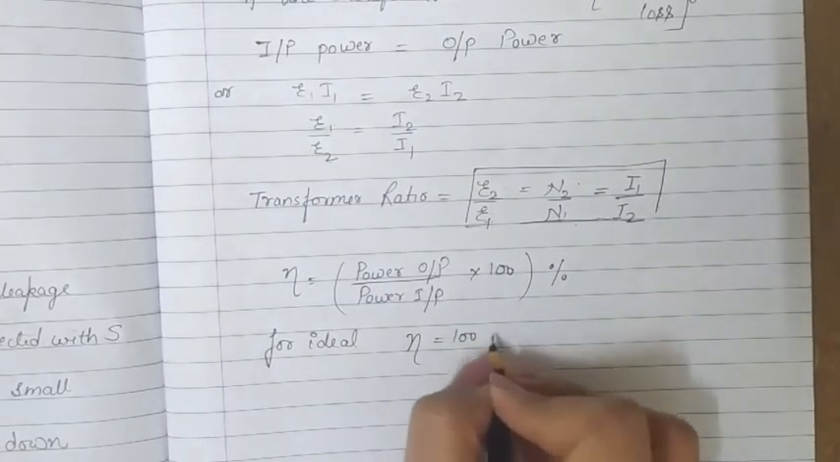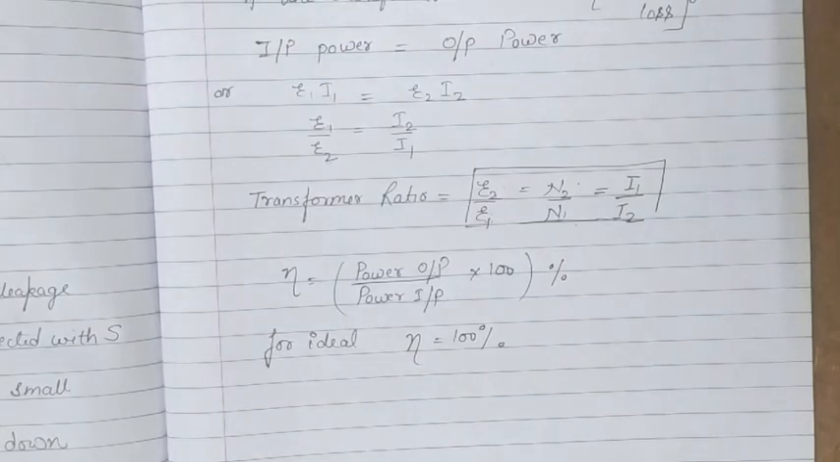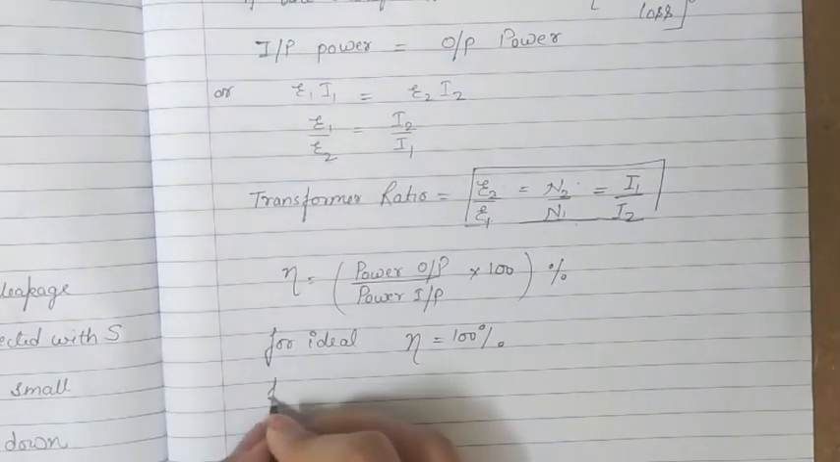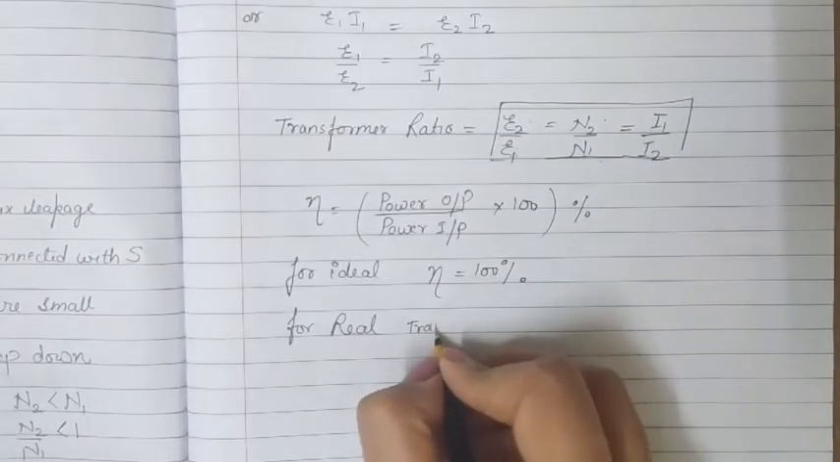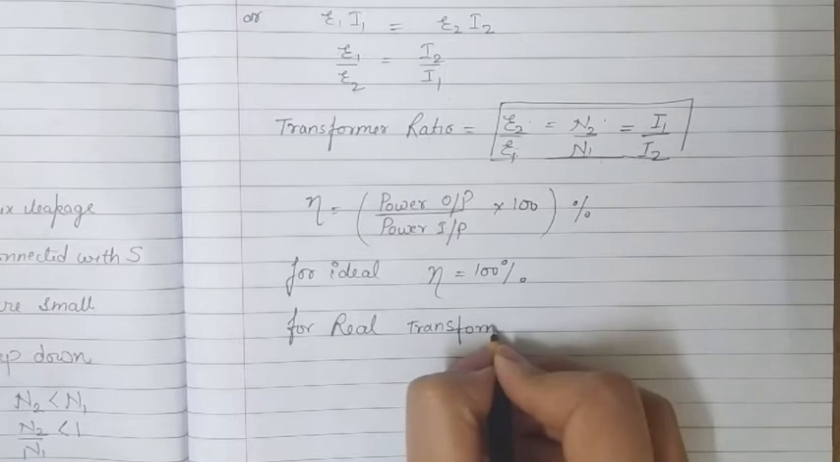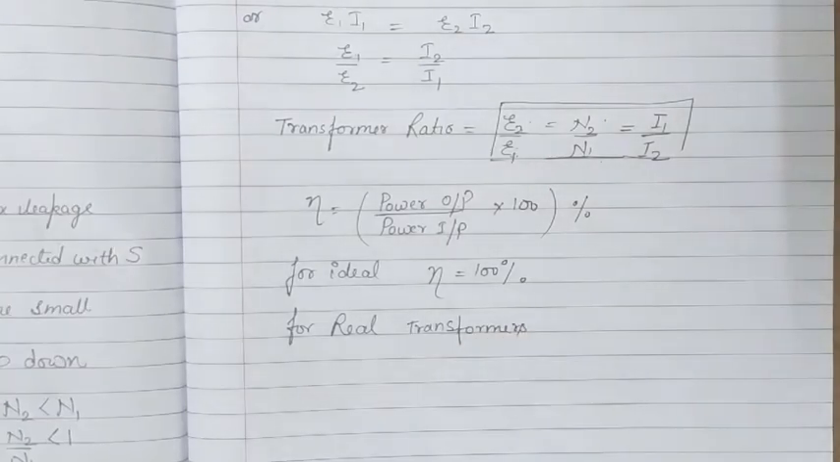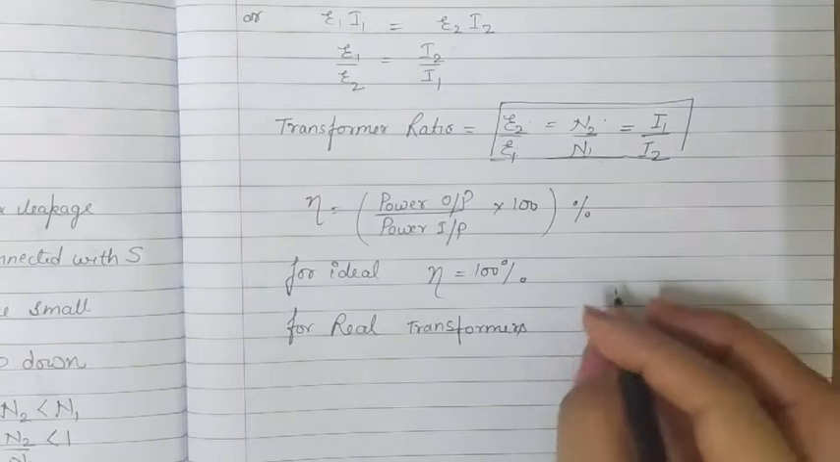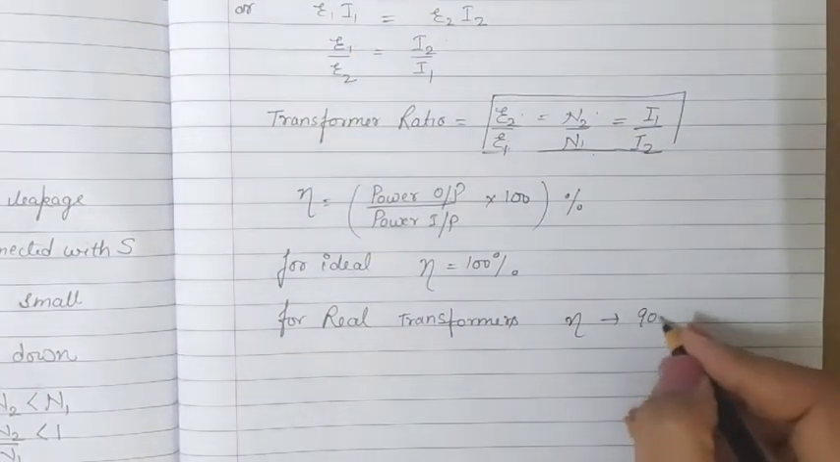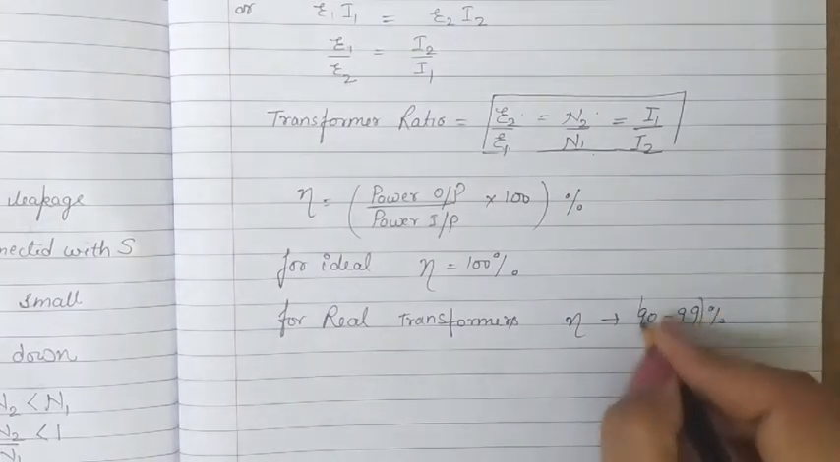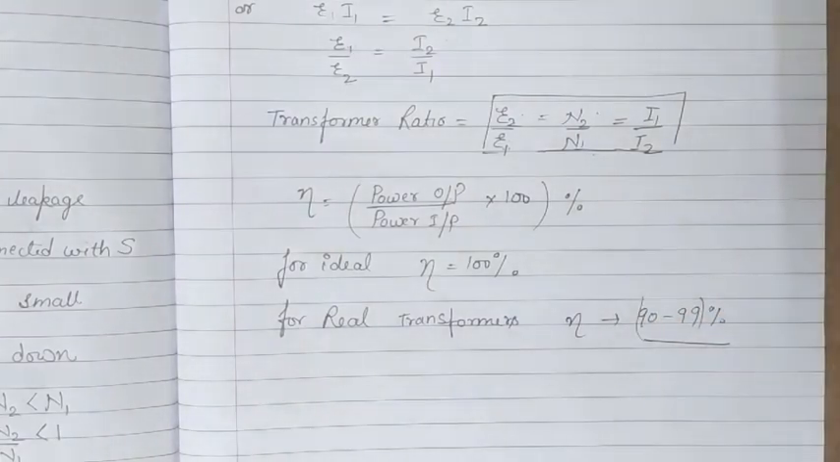100%. But the transformer that we are using in our real life, that means for real transformers, it is not exactly 100%, but it can go up to 99%. So for real transformer, eta can vary from 90 to 99% approx. We can consider that. That means we can make a real transformer this efficient, but we will not get exactly 100%. Since we are not getting exactly 100%, there are some losses.